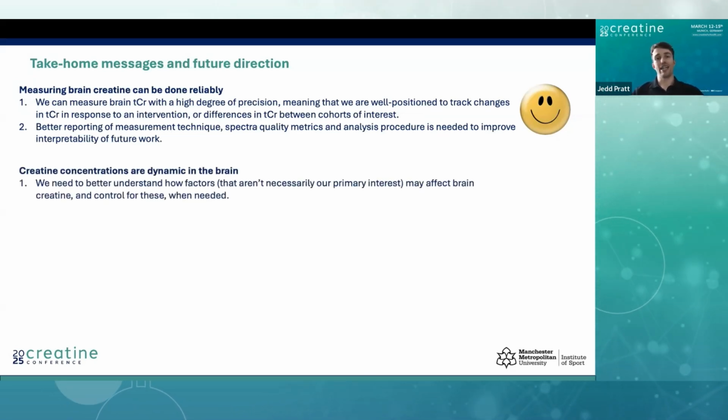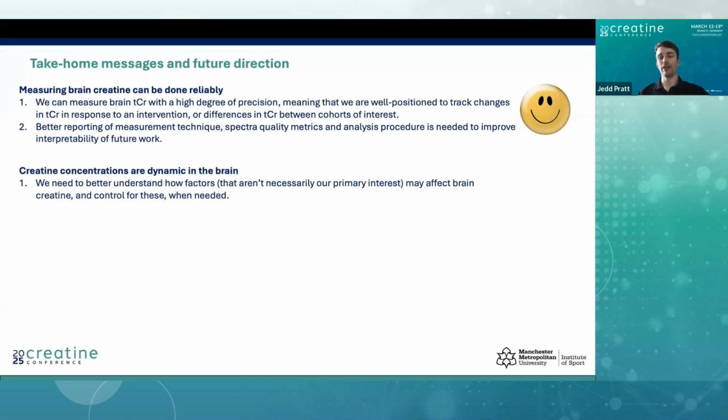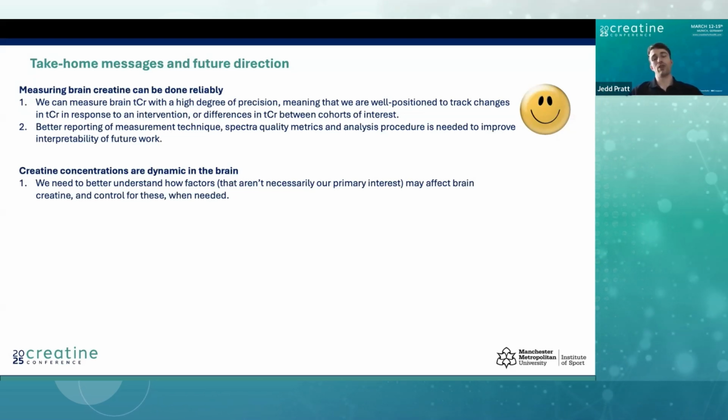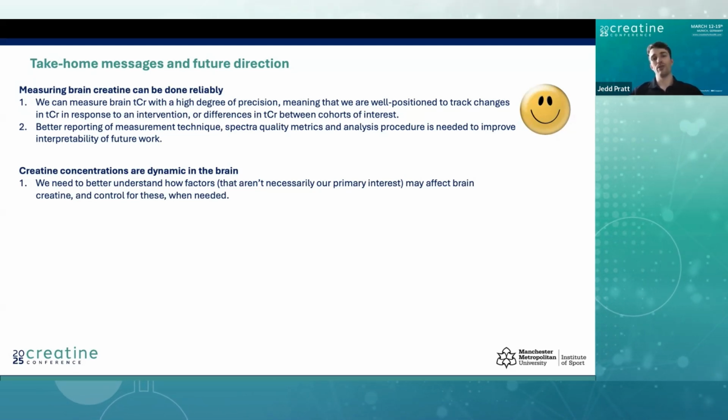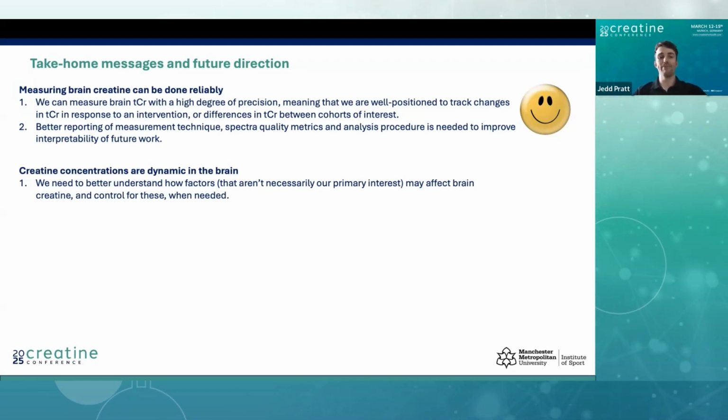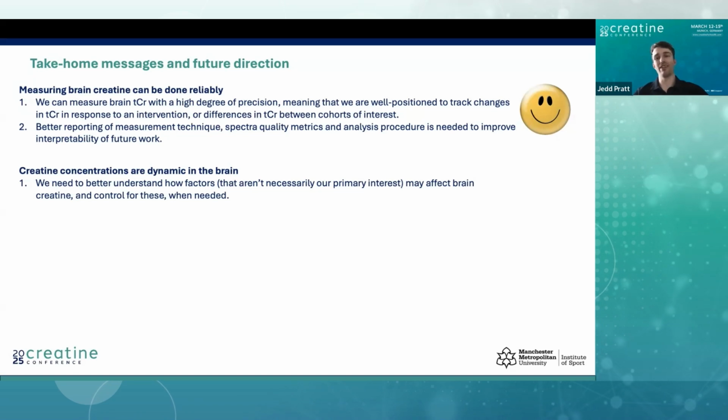Creatine concentrations are dynamic in the brain. And there is accumulating data to show that the historic assumption that they're stable should perhaps be challenged somewhat in an appropriate manner. And we need to begin to understand what could potentially affect our concentrations of creatine in the brain. This is important because these factors, diurnal variation, sleep, exercise, may not be what we're primarily interested in, but they may be really important to understand how they might affect our actual quantification of creatine, because we need to control for these if they do indeed have an effect.